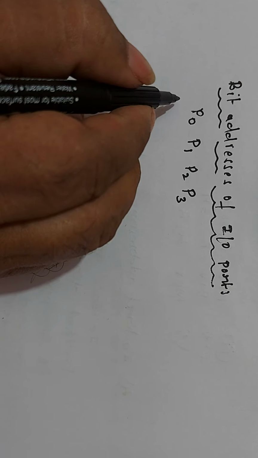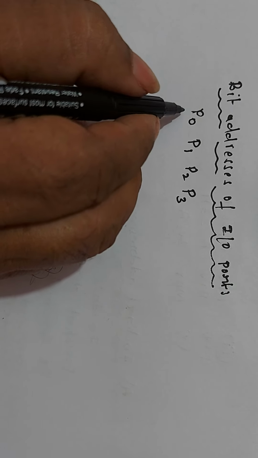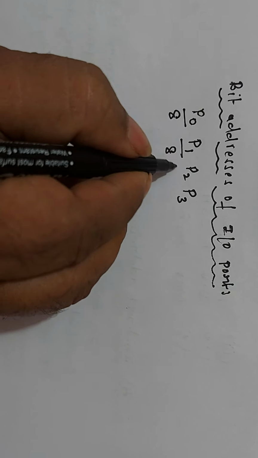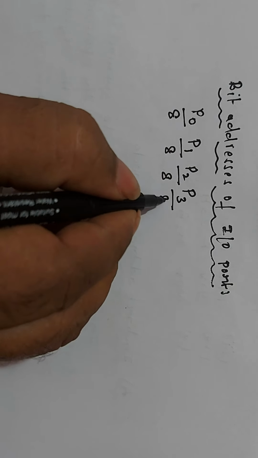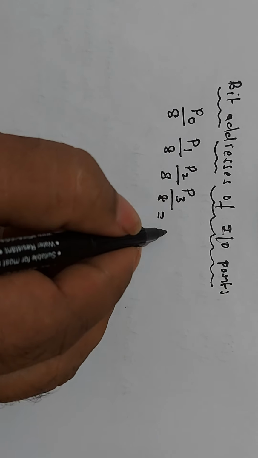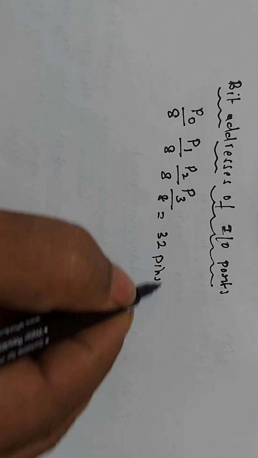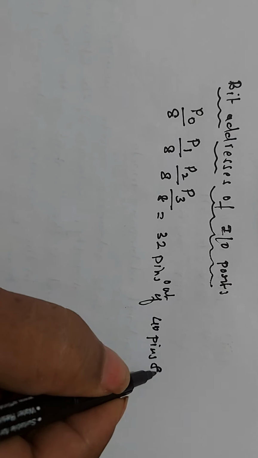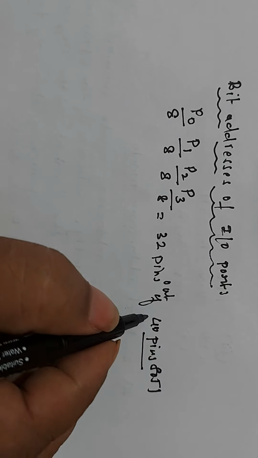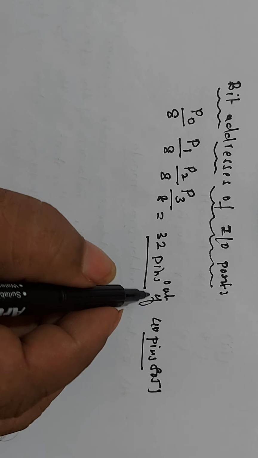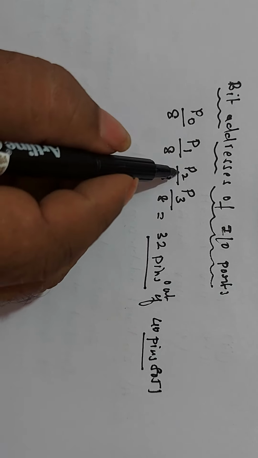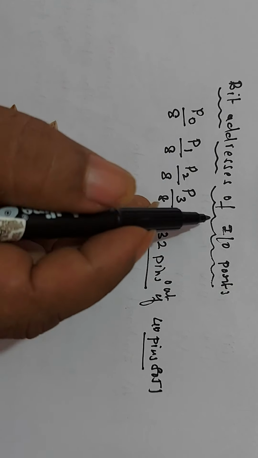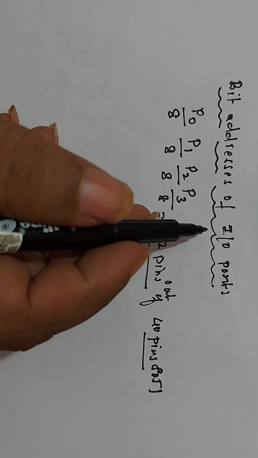P0 has 8 pins. Each pin has one flip-flop used to store a single bit. Since P0 has 8 pins, P1 has 8 pins, P2 has 8 pins, P3 has 8 pins, all the 4 ports use 32 pins out of the 40 pins of 8051. These port 0, port 1, port 2, port 3 are used for input programming and output programming.